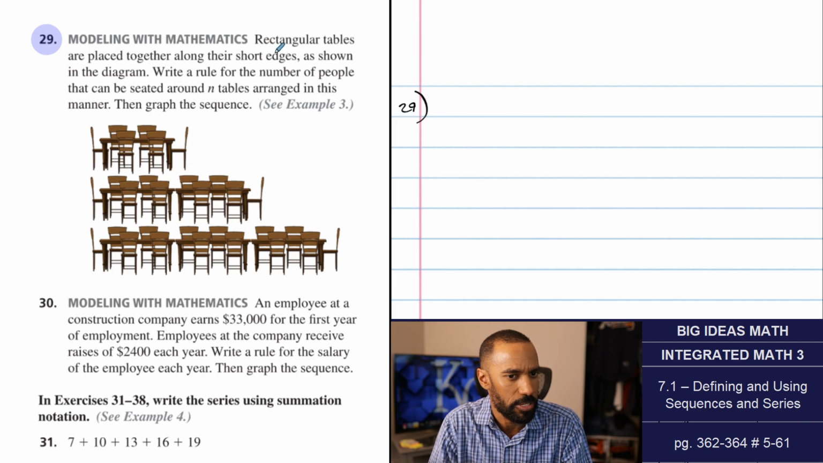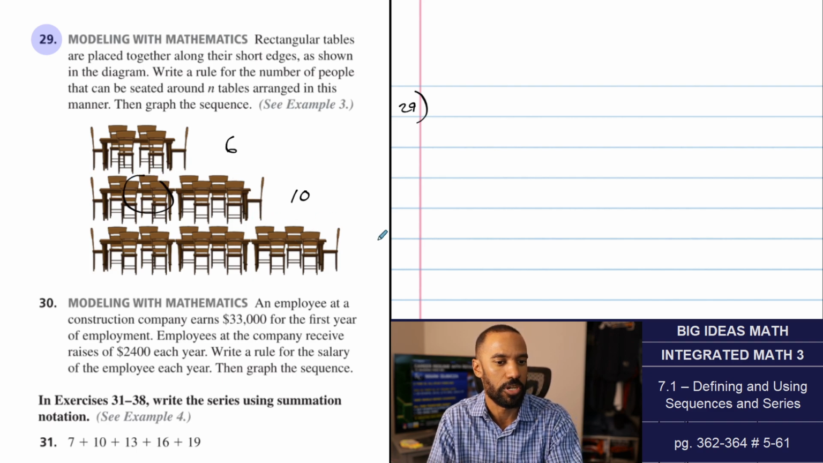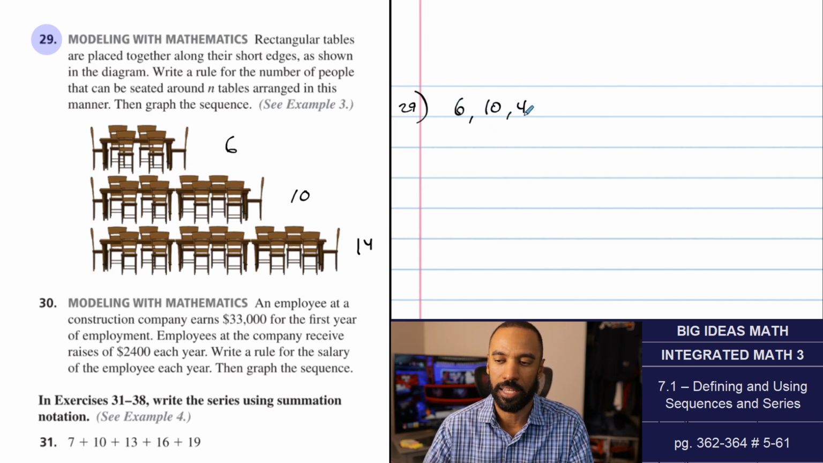So rectangular tables are placed together along their short edges. Write a rule for the number of people that can be seated around the tables. Then graph the sequence. So let's count the chairs. These two at the ends, and then we have 2 plus 4, so there's 6 here. And then plus an additional 4 here is 10. So if you notice, these 2 here, those 4 there, plus a brand new 4, plus another brand new 4 here is 14. So this ends up being our list on number 29: 6, 10, 14. We're adding another 4 each time, which makes it arithmetic.